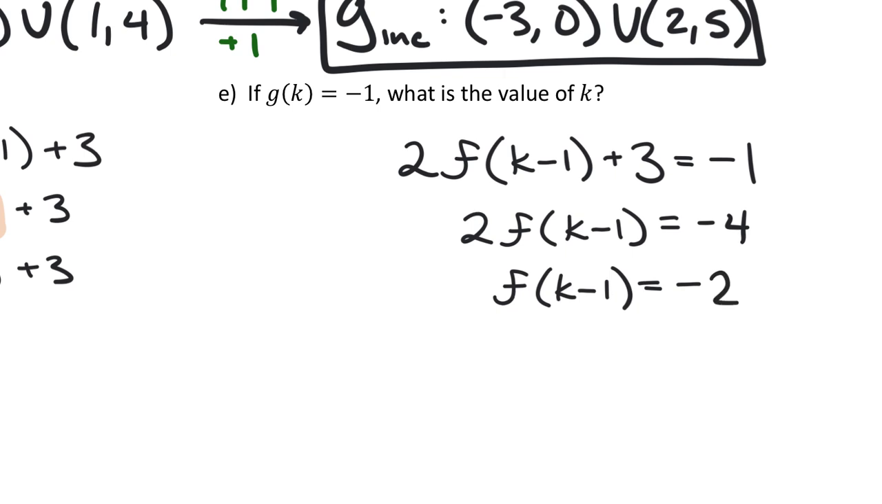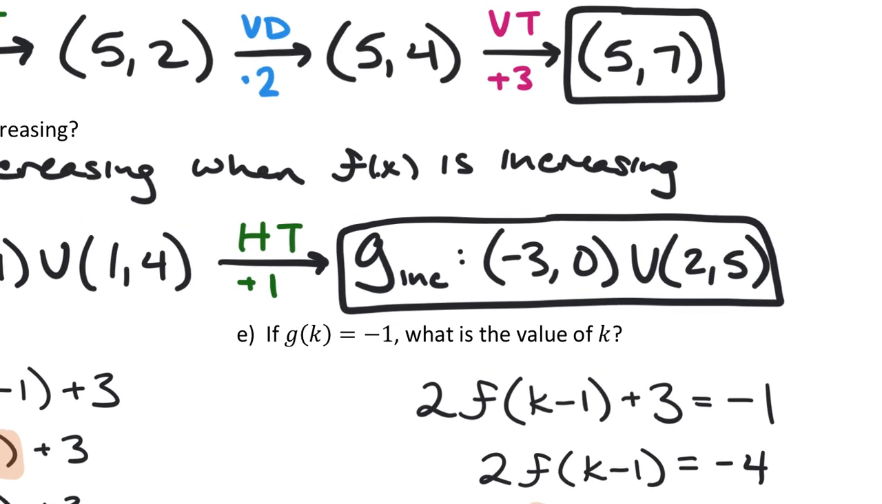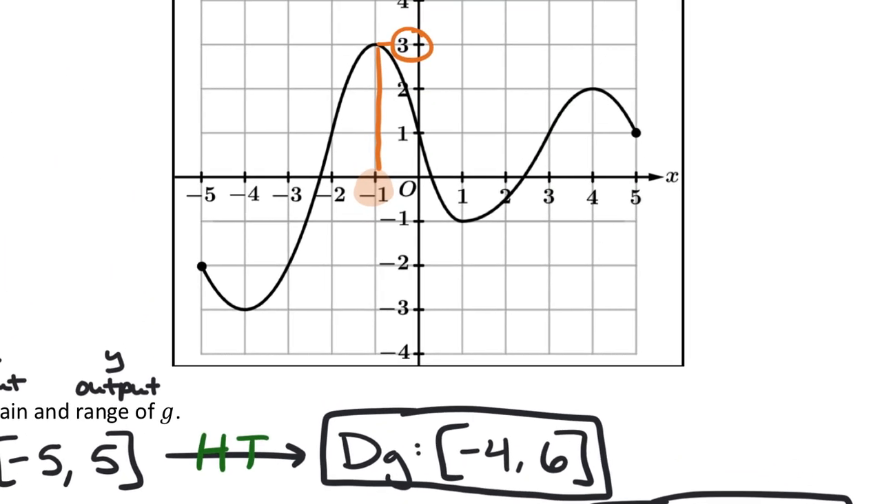So I get -2. I've just solved this equation to isolate f of k minus 1. Now, here's the interesting part. f of k minus 1 equal to negative 2 is telling me to look at the f function for where it's equal to negative 2. That's an output value on f. So when I go look at f equal to negative 2, here's where f is equal to negative 2. What's the input value there? Negative 3.